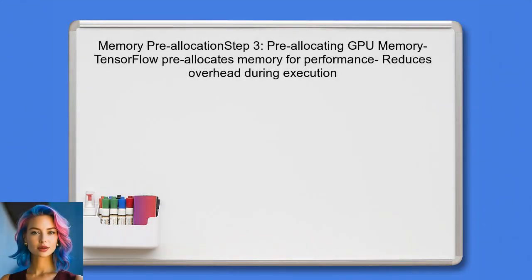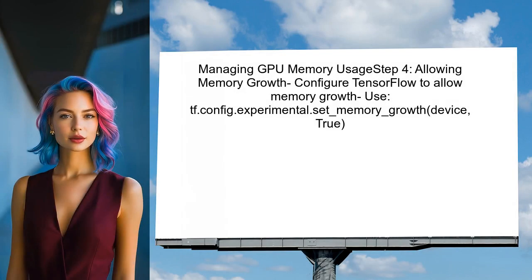Additionally, the user might notice that TensorFlow pre-allocates memory on the GPU. This is done to improve performance by reducing the overhead of memory allocation during execution. If the user wants to manage GPU memory usage more effectively, they can configure TensorFlow to allow memory growth. This setting enables TensorFlow to allocate memory as needed, rather than reserving a large block up front.